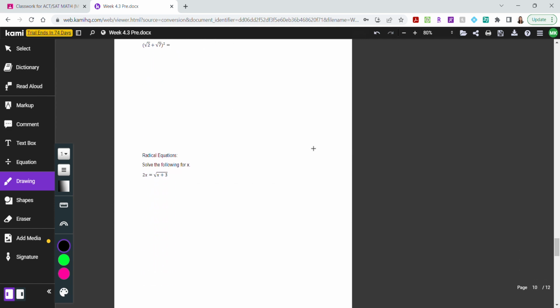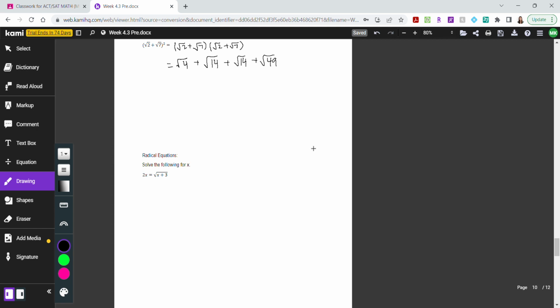Now, if you look at this one, we are going to be multiplying the parentheses, the factor, by itself. So we set it up: square root 2 plus square root 7 times square root 2 plus square root 7. So square root 2 times square root 2 is going to give us square root 4. Square root 2 times square root 7 is going to give us square root 14. Same thing here. Square root 7 times square root 7 is going to give us square root 49.